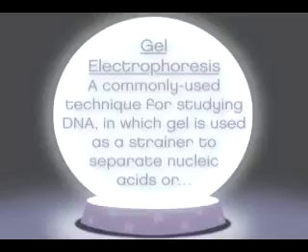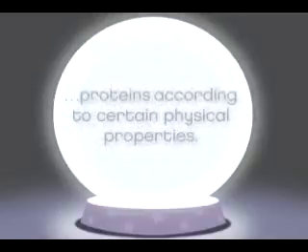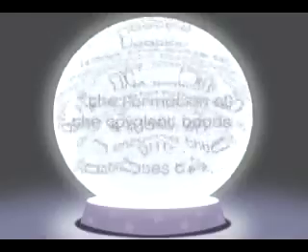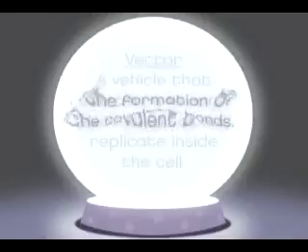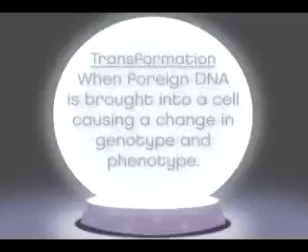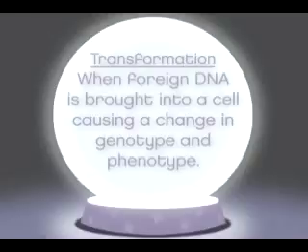Gel electrophoresis is a commonly used technique used in studying DNA, in which a gel is used as a strainer to separate nucleic acids or proteins according to certain physical properties, such as size or electrical charge. Ligation is when the ends of 2 DNA molecules are covalently linked using a ligase, which is an enzyme that activates the formation of the covalent bonds. A vector is a vehicle that can carry foreign DNA into a cell and replicate inside the cell. Transformation is when foreign DNA is brought into a cell, causing a change in genotype and phenotype.